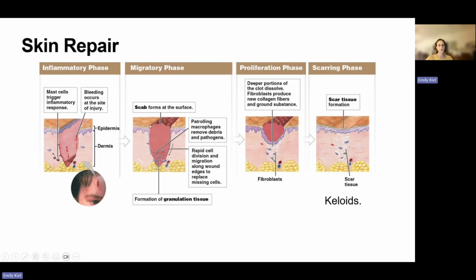We're going to have the migratory phase. So at this phase, we have a scab that forms, and then our macrophages are going to be removing debris. And we've got cell division that's going to migrate along the edge and replace the missing cells, and we're forming granulation tissue. I love granulation tissue. It doesn't have pain receptors in it, and it is resistant to infection. So it's always a great day when you have some granulation tissue, because that means things are on the mend.